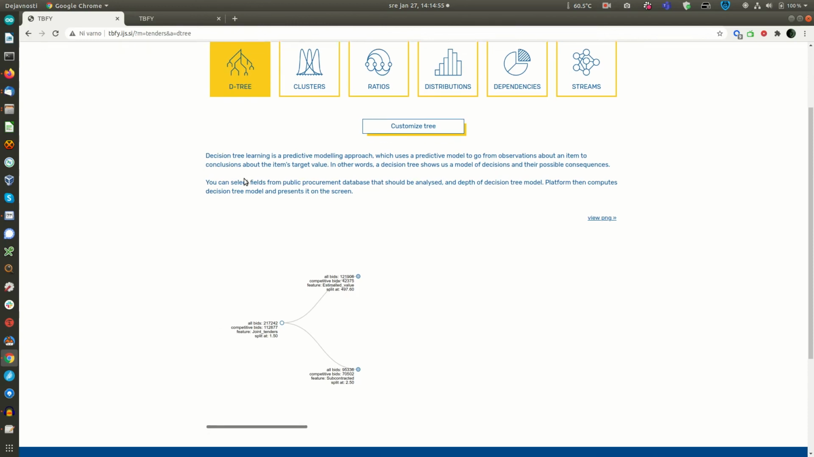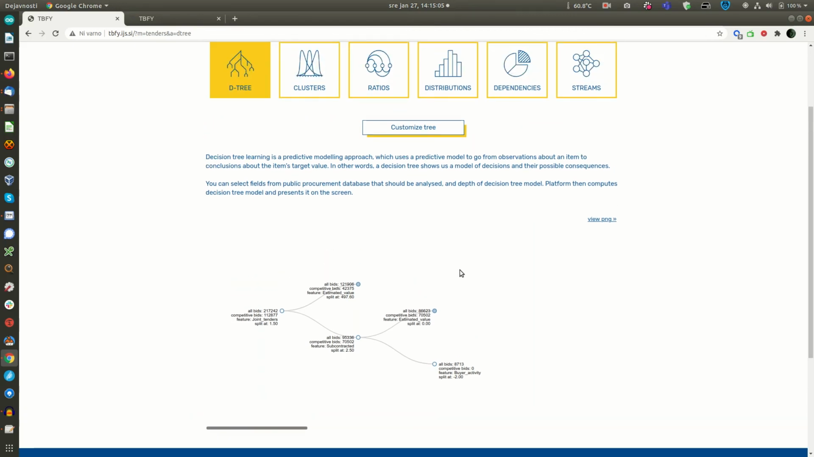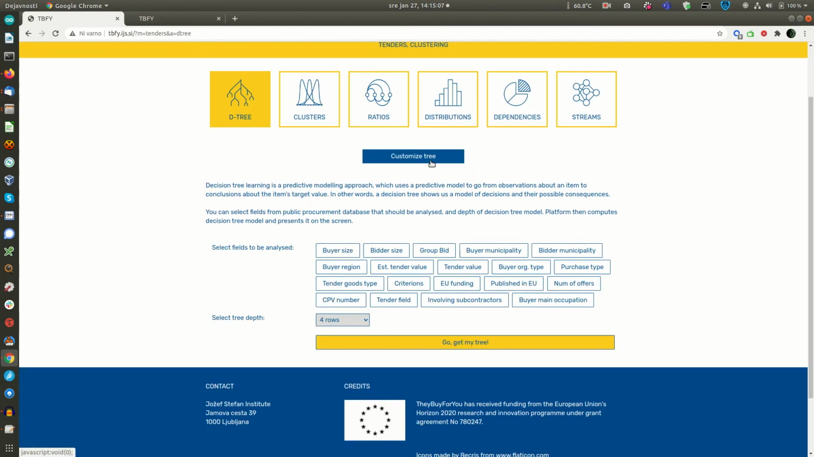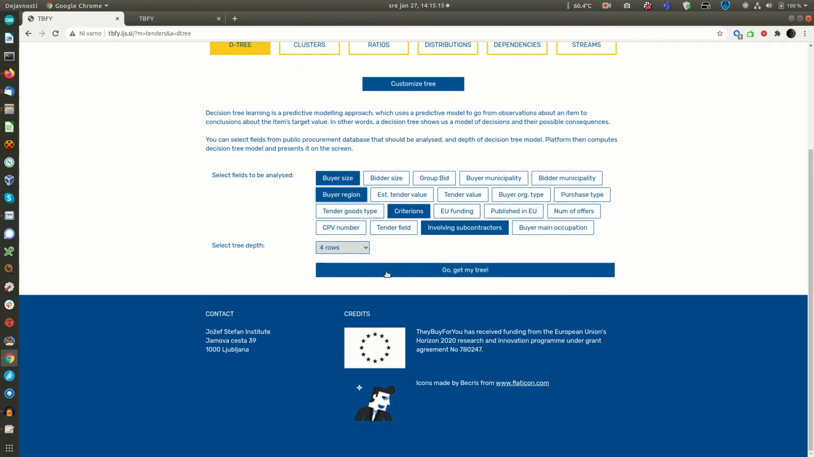Decision tree learning is a predictive modeling approach which uses a predictive model to go from observations about an item to conclusions about the item's target value. In other words, a decision tree shows us a model of decisions and their possible consequences. Our platform allows users to select fields from the public procurement database that should be analyzed and the depth of the decision tree model. The platform then computes the decision tree model and presents it on the screen.